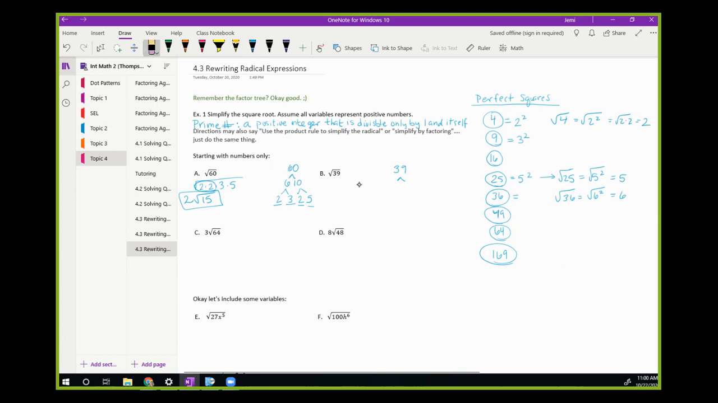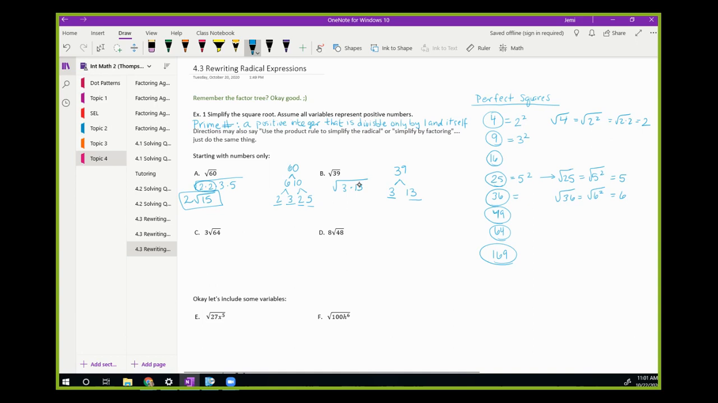Okay, I need to find two numbers that multiply to 39. All right, so let's see. 3 goes into 39. It goes in 13 times. 3 is prime. What two numbers multiply to 13? Nothing. 13's prime. So when I rewrite the square root of 39, I get 3 times 13.